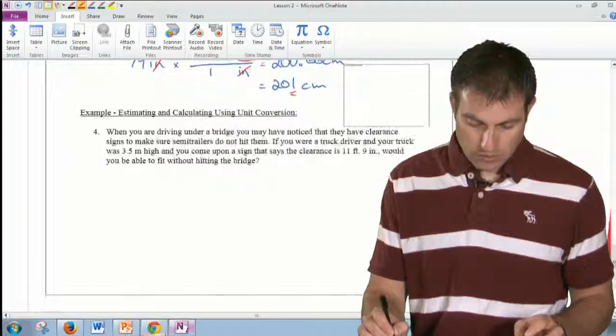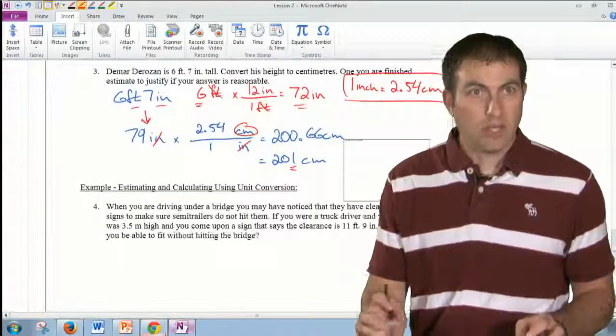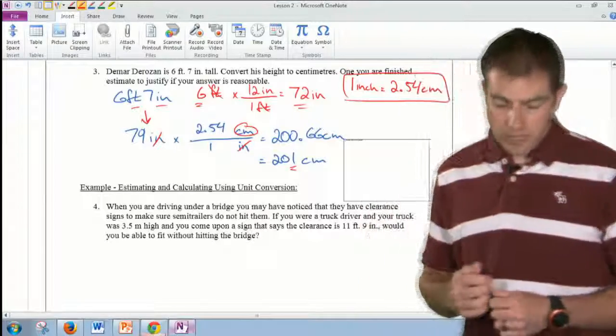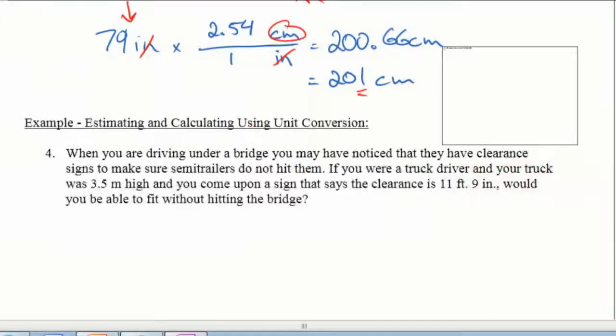Is this the last one for this lesson? I'll leave that up for a second. So the next question here reads, when you're driving under a bridge, you'll notice that most bridges have those clearance signs. And they tell you how high you can be. Now, there's general standards for heights of these overpasses, but in this case, you and your truck are 3.5 meters high, and it says the clearance is 11 feet 9 inches. Would you be able to fit under the bridge?